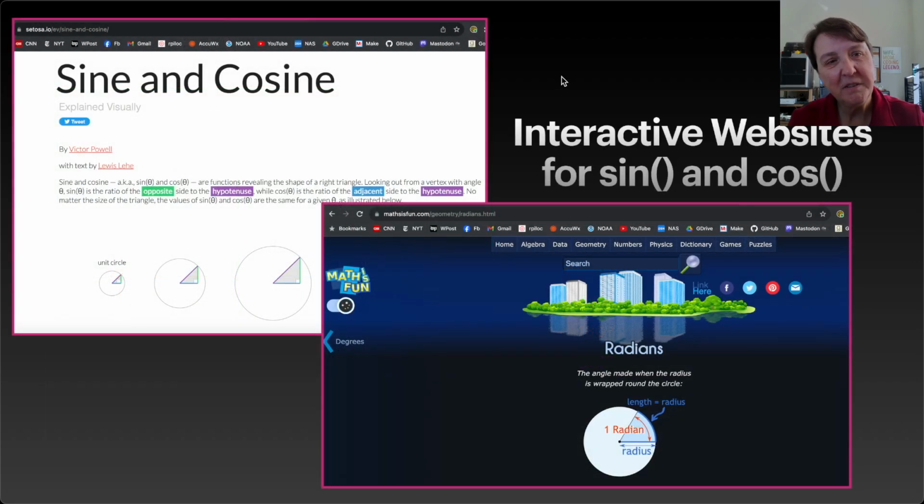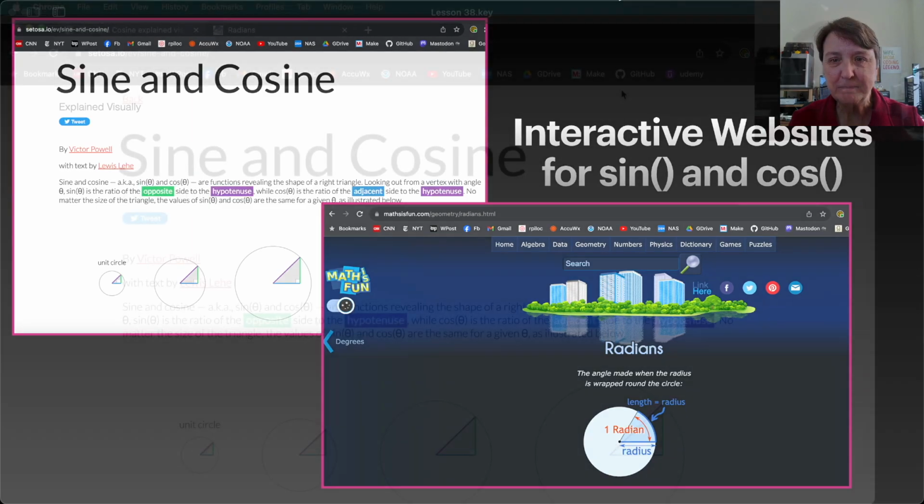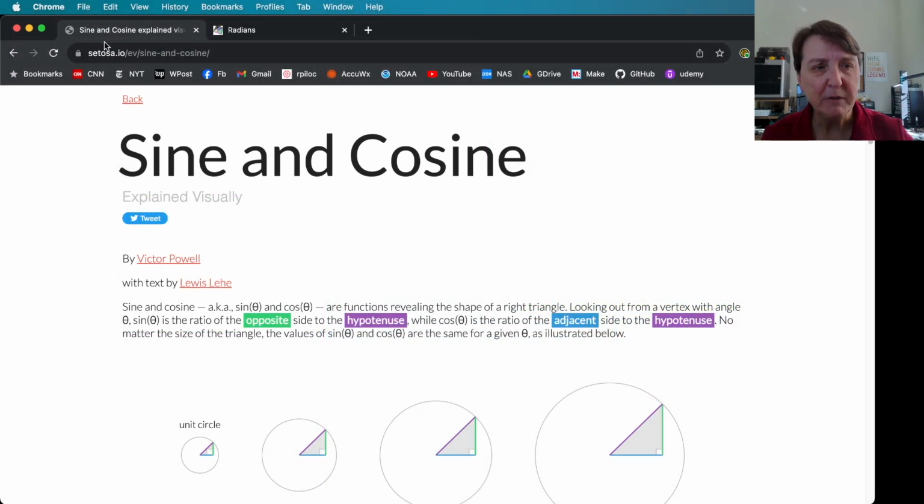Well, I went around and did a little looking on the internet to see if there were some nice sites to look at sines and cosines, hoping there might be some interactive tools to visualize sine and cosine. And I did find a couple of nice sites, so I'll show those coming up. And here's the first one I found at setosa.io for sine and cosine.